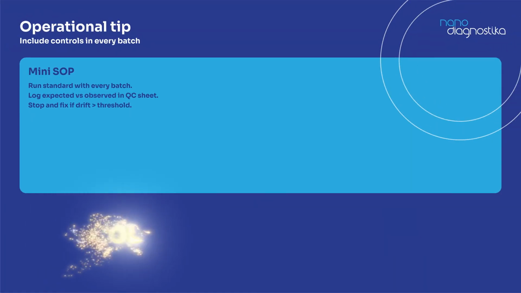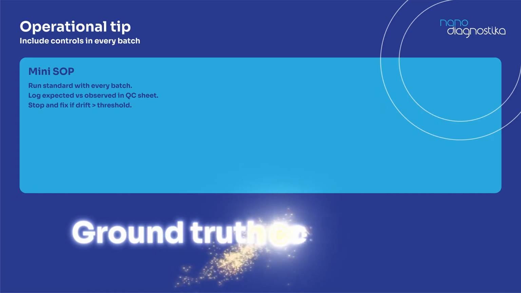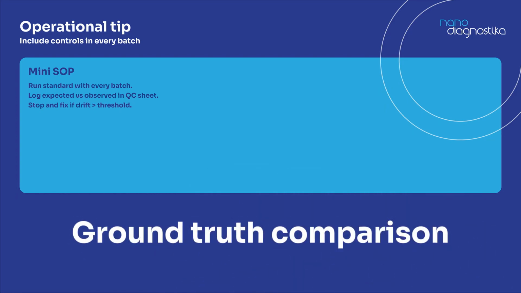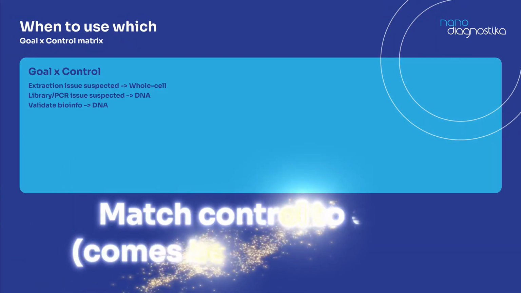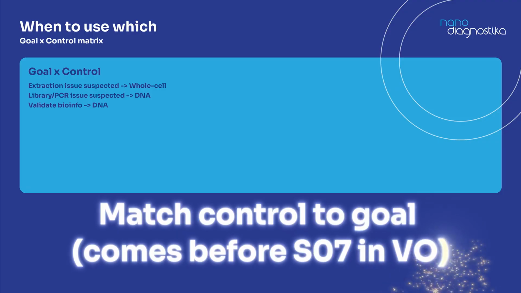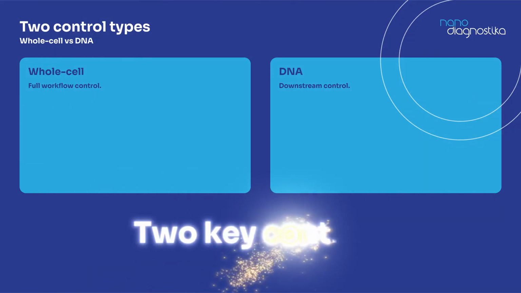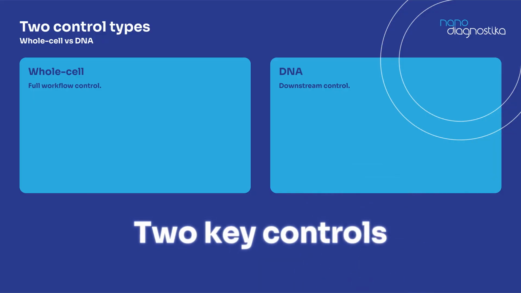In other words, a standard provides a ground truth, allowing you to calibrate your methods and troubleshoot issues by comparing expected versus observed results. There are multiple types of controls available, each designed to detect biases in different parts of the workflow. Two of the most important are whole cell standards and DNA standards, which we'll explore next.